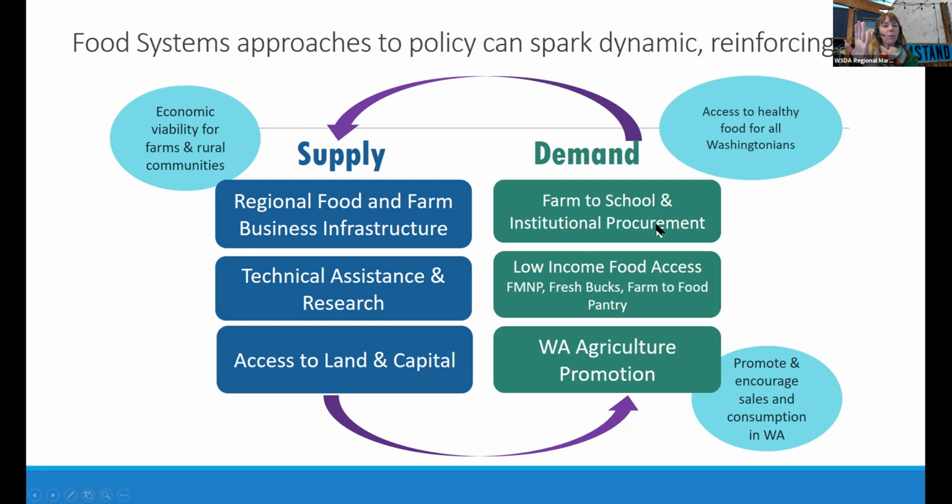So those are some policies that we could create on the demand side, but what are the challenges that farms may have doing business and remaining economically viable? What types of policies and programs are needed on that side to make it so that farms are economically viable and can continue to grow and supply healthy food?